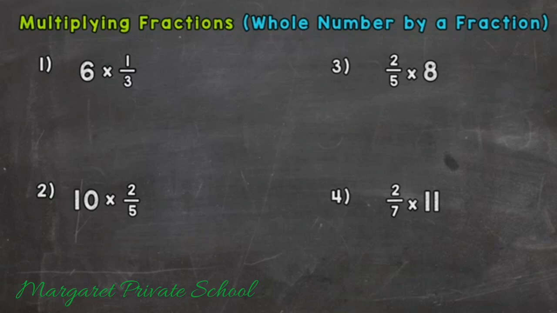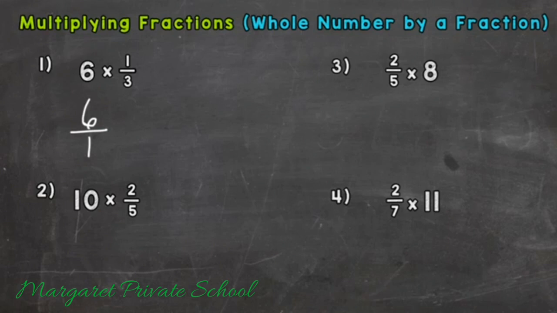If you want to do all 4 with me, that's fine as well. So let's jump right in to number 1. And we have 6 times 1/3. So whenever we're multiplying a whole number by a fraction, the first thing we want to do is take the whole number and make it into a fraction. And all you have to do for that is put the whole number over 1.